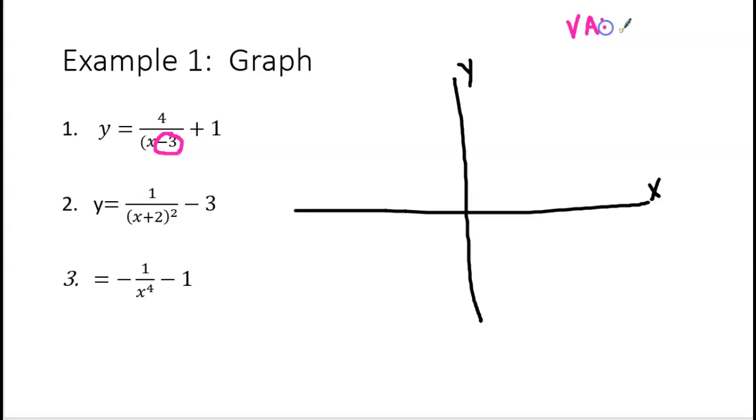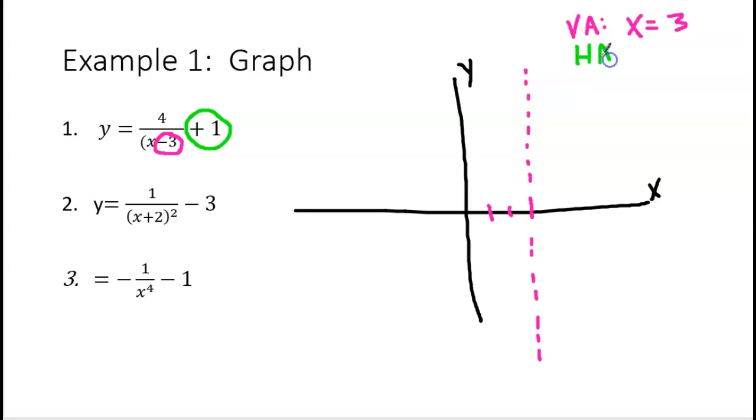So my vertical asymptote will be x equals a positive 3. You do the opposite sign, just like we've always done with transformation. So I'm going to draw a vertical line at x equals 3. So 1, 2, 3, and a little vertical line right there. Next, whatever number is right here, that tells me what my horizontal asymptote is going to be.